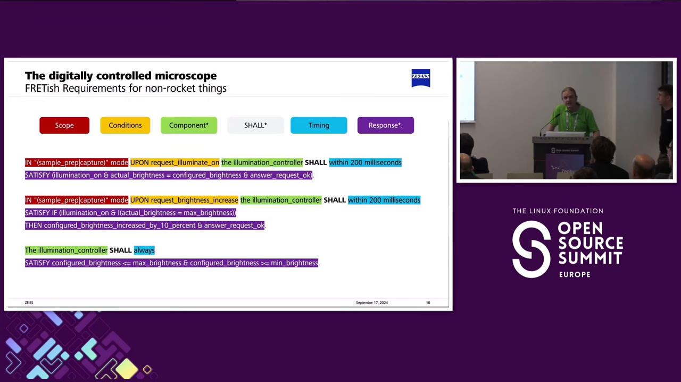So that's, I think, for me, a good compromise between this can be machine parsed and it's still readable to a human being. And there are more formal methods than the FRETish requirements, like TLA plus or Event-B, which are very formal languages. But it's already more formal than, like, just natural language, as you can see.